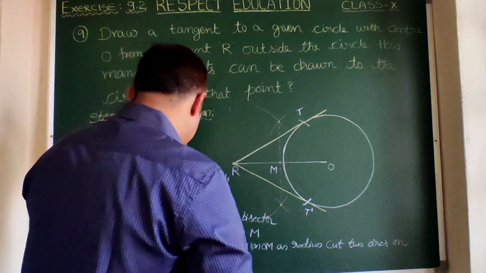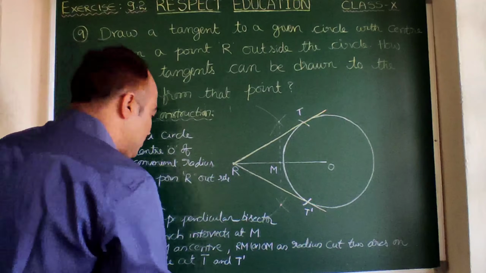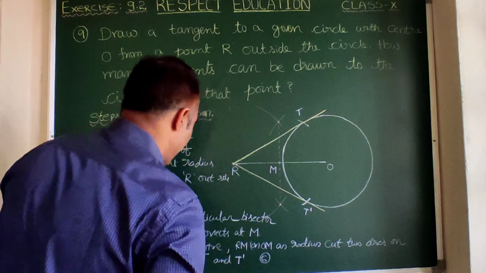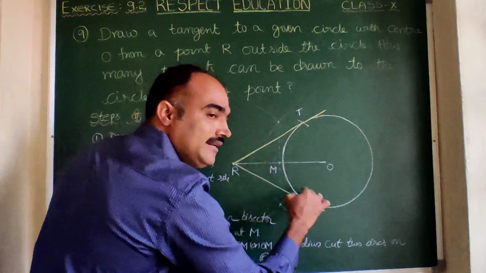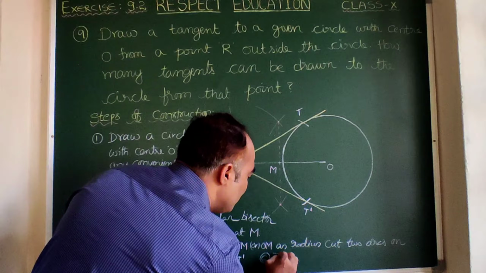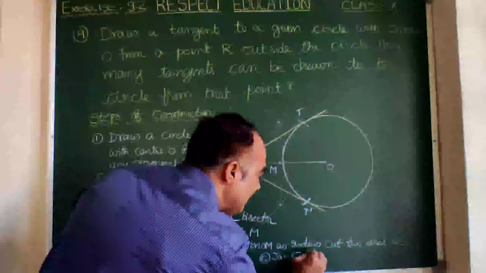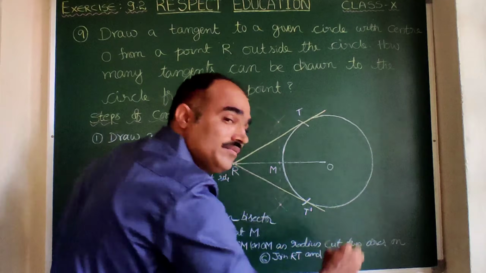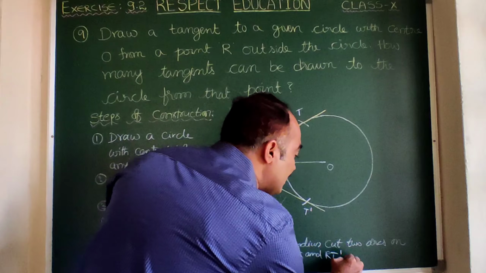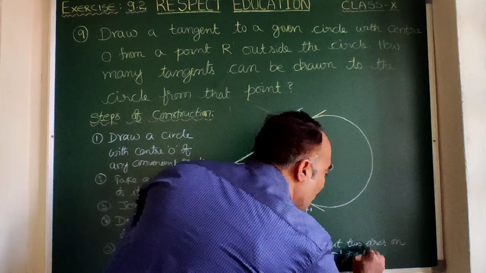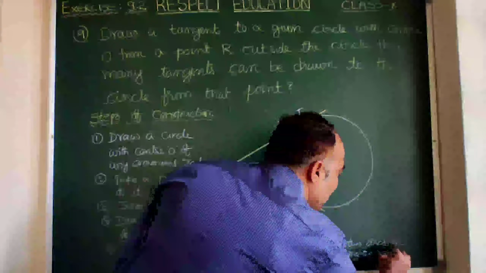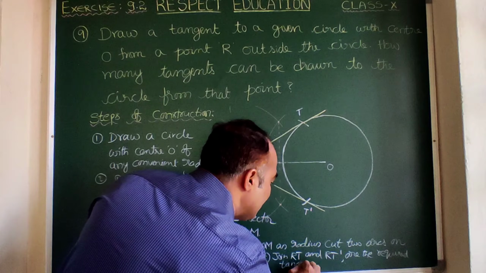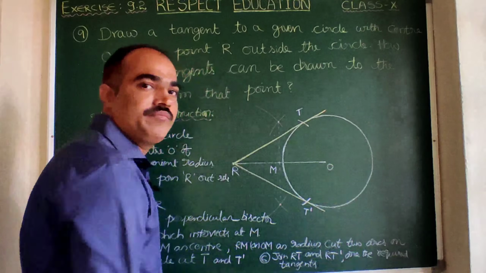So here let us conclude these steps. Five steps over. The sixth one, here I am writing: join RT and RT dash. They are the required tangents.